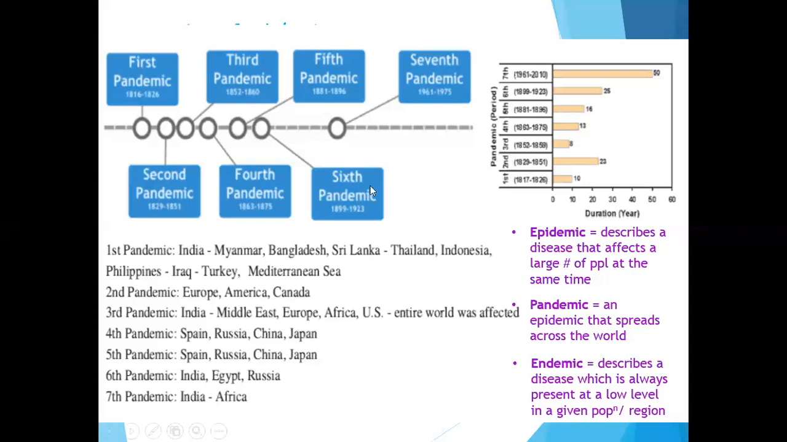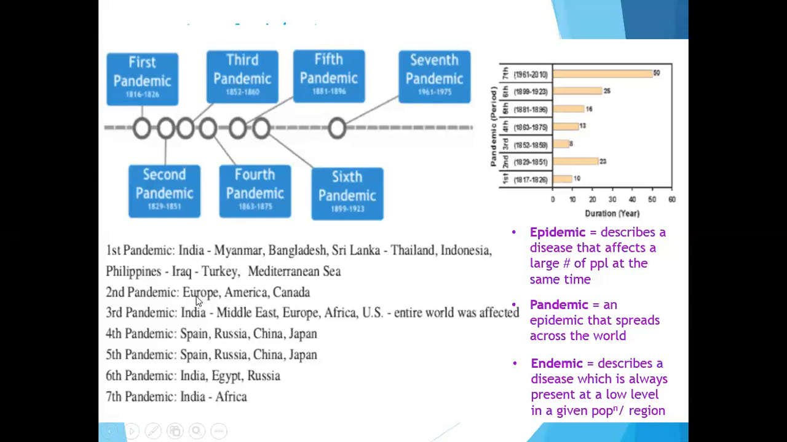Okay. So this chart shows you the cases of pandemic, right? It started with the first pandemic of cholera in 1816. Then after that, 1852, so third, fourth, fifth, sixth, and the seventh pandemic is 1961 to 1975, right? After that, we still have some more. So what are the countries that are affected? India, so from India it spread to India, Myanmar, Bangladesh, Sri Lanka, Thailand, Indonesia, Iraq, Turkey, the Mediterranean Sea, Europe, America, Canada.